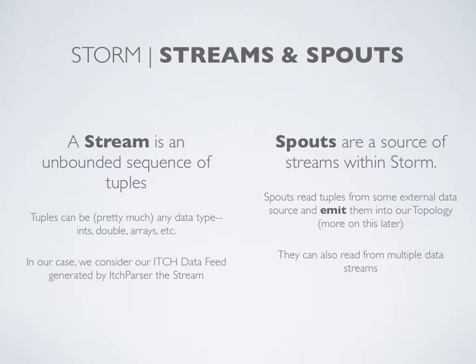And these tuples can be pretty much any data type: ints, doubles, byte arrays, string arrays in our case, etc. So from this stream, they go into a spout, or rather a spout is a source of streams within Storm. The spout will read these tuples from some external data source, in our case it'll be the ITCH data feed, and then we'll emit them into our topology. I'm going to get into what exactly that means in a couple slides here. And spouts can read from multiple data streams at once.